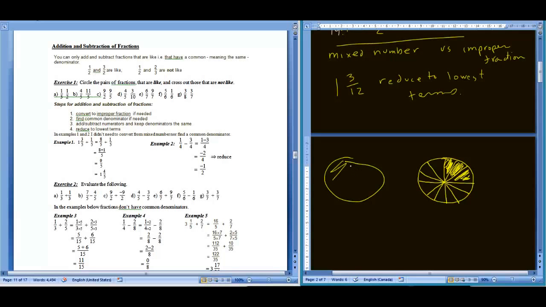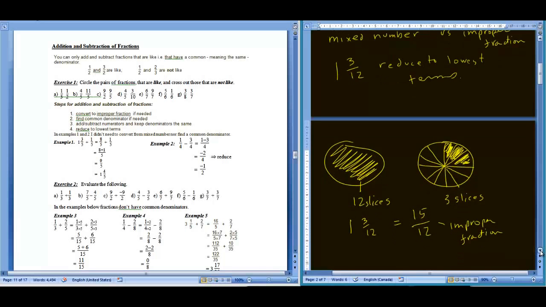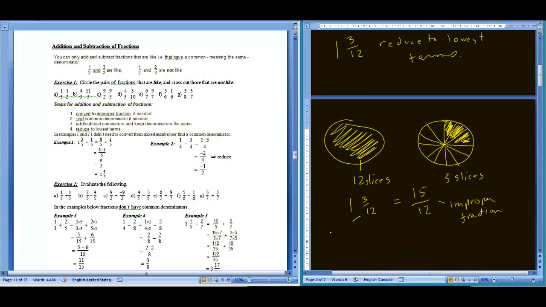And this is a whole pizza. Well, how many slices do we have here? We have 12 slices. How many slices do we have here? 3 slices. So 1 and 3 over 12 is equivalent to 15 slices of a 12-slice pizza. This is the improper, and this is the mixed number.